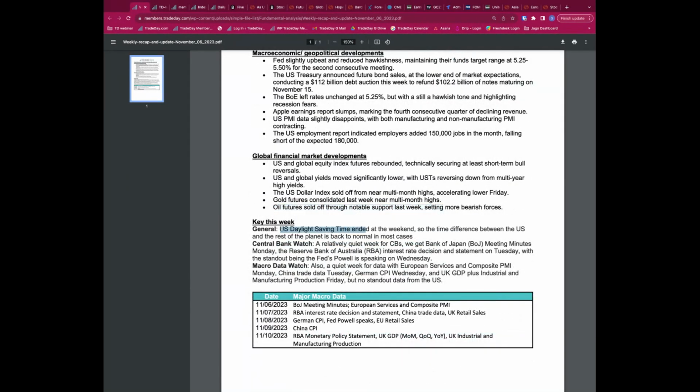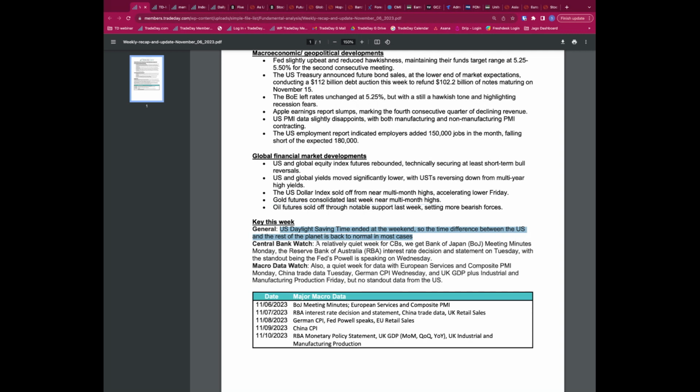What do we have going on coming into this week? US daylight saving time ended. If you're in the US, you'll know this. What it means for the rest of the world is that in Europe and the UK, we moved the week before. So basically, we're back to kind of normal. The time differences around the globe are pretty much back to normal as far as I'm aware for most of the time zones that I'm looking at anyway.